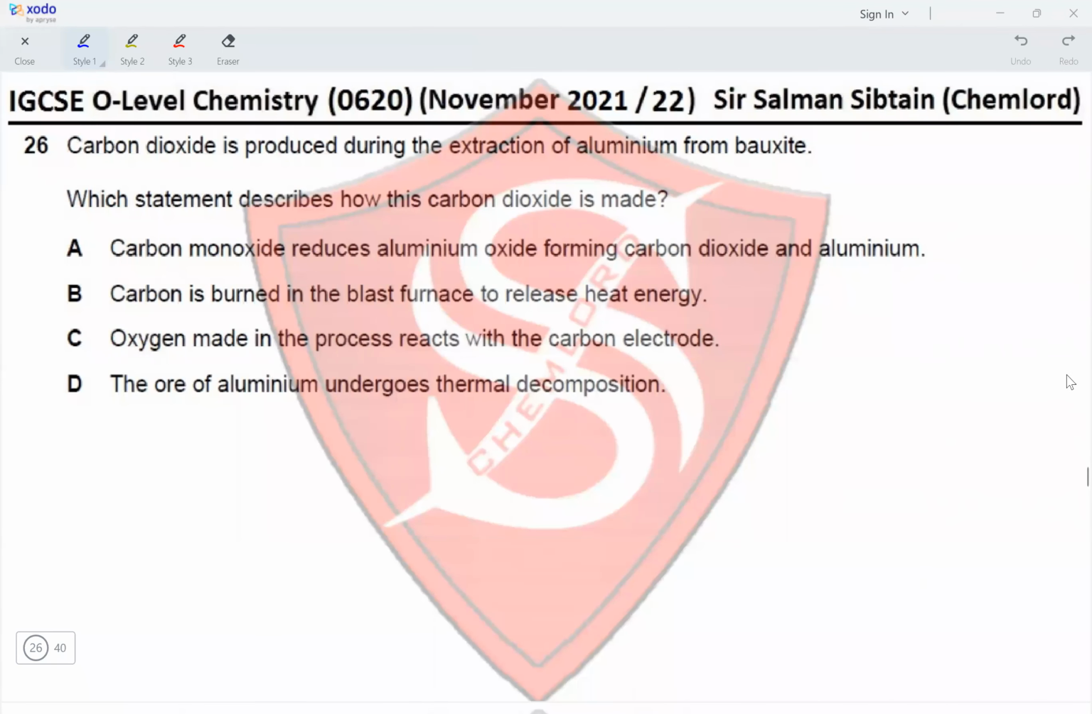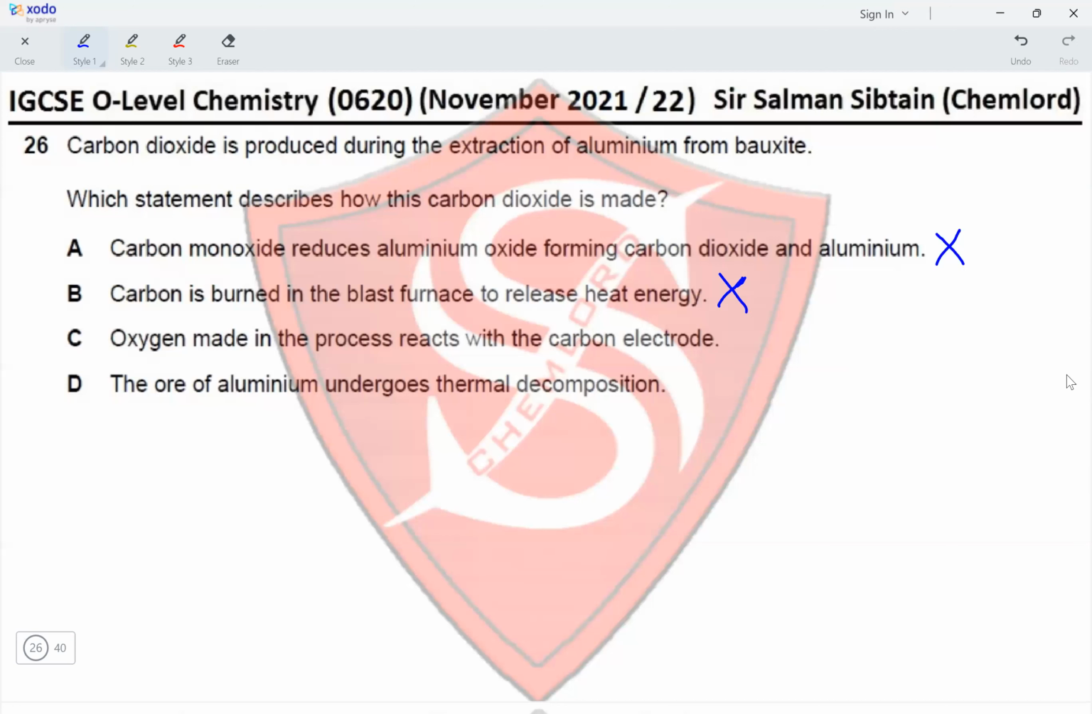Question 26. Carbon dioxide is produced during the extraction of aluminum from bauxite. Which statement describes how this carbon dioxide is made? Carbon monoxide reduces aluminum oxide, forming carbon dioxide and aluminum. No, this reaction does not happen during the extraction of aluminum at all. Carbon is burnt in the blast furnace to release heat energy. No, there is no blast furnace involved in extraction of aluminum. Blast furnace is needed in the extraction of iron.